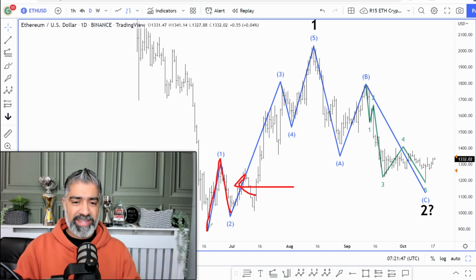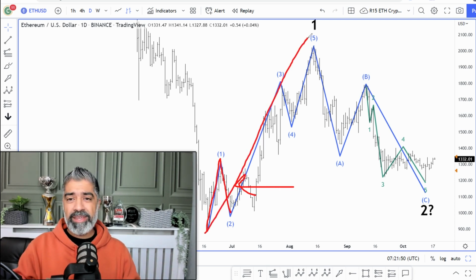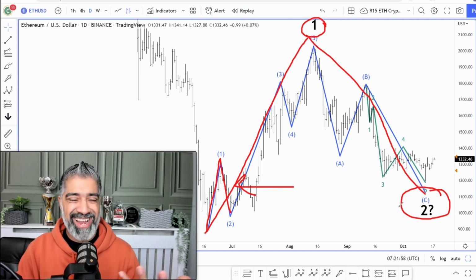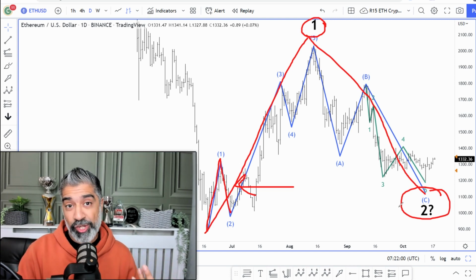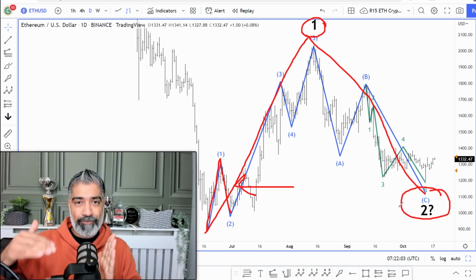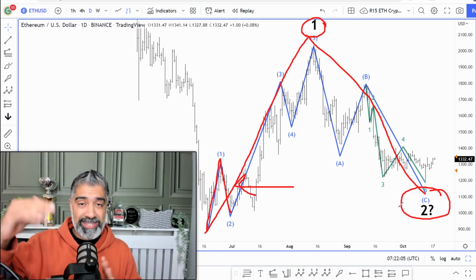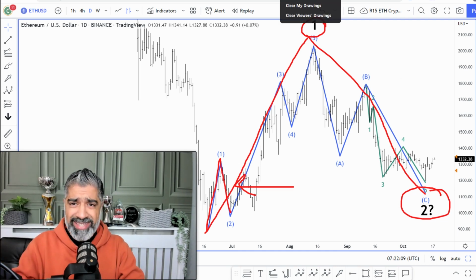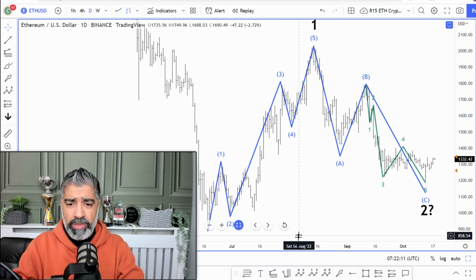But now the bigger degree is this whole move to the upside is a wave 1. And this whole big move to the downside looks like a nice clean wave 2. So we can apply the exact same principle, the exact same ratio, but on a bigger degree to set a really clear price objective if the Ethereum trend really takes off. So we can do the exact same thing. So let's have a look.